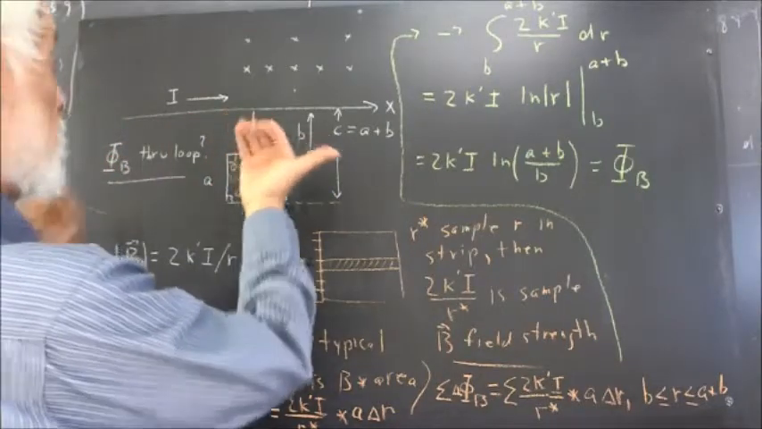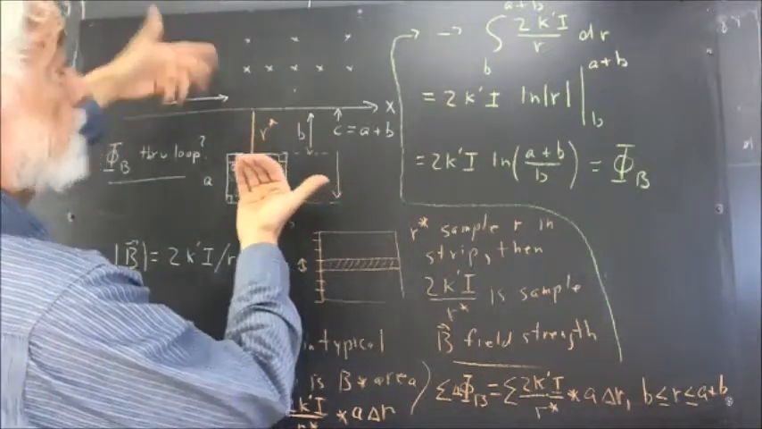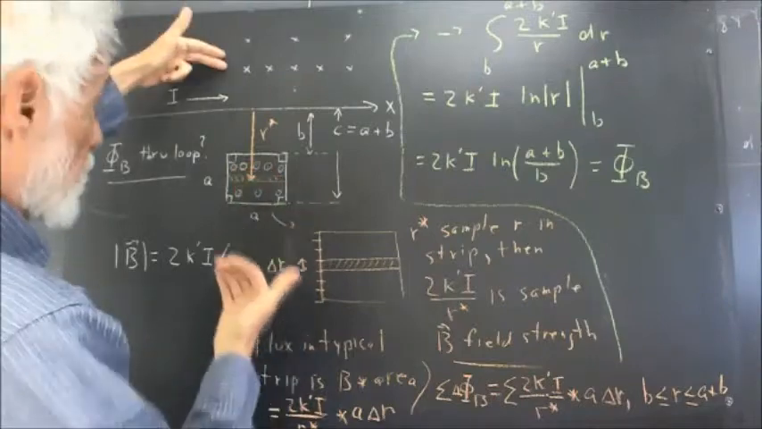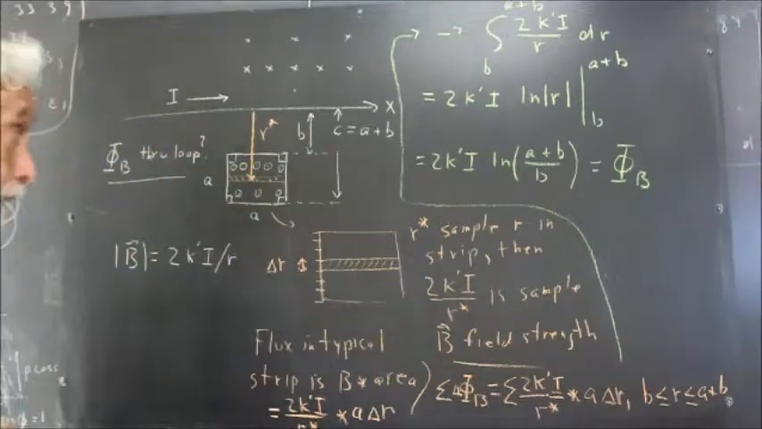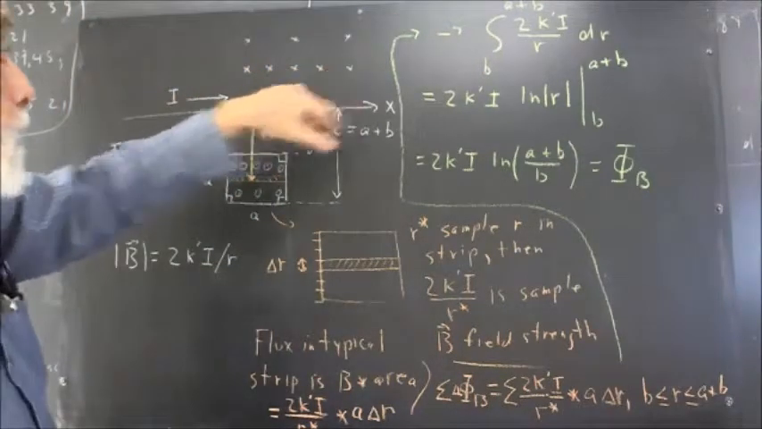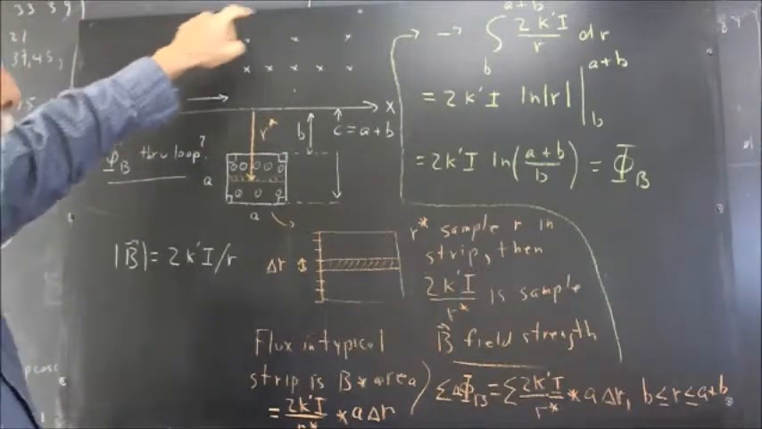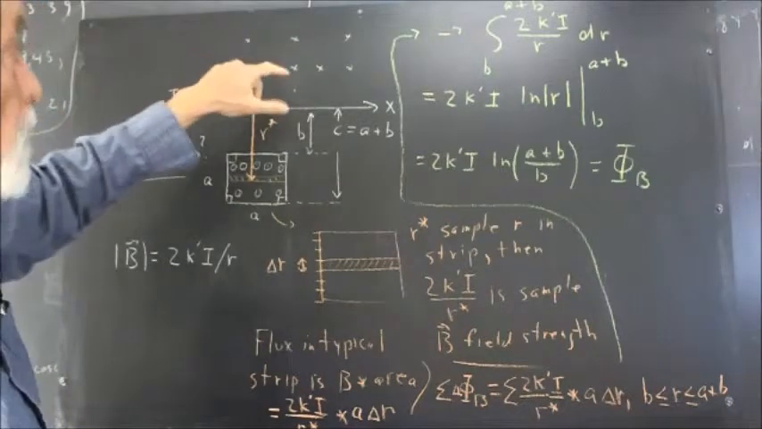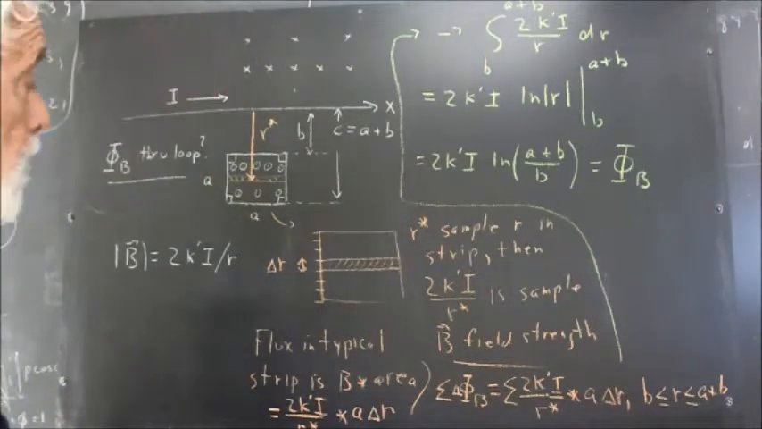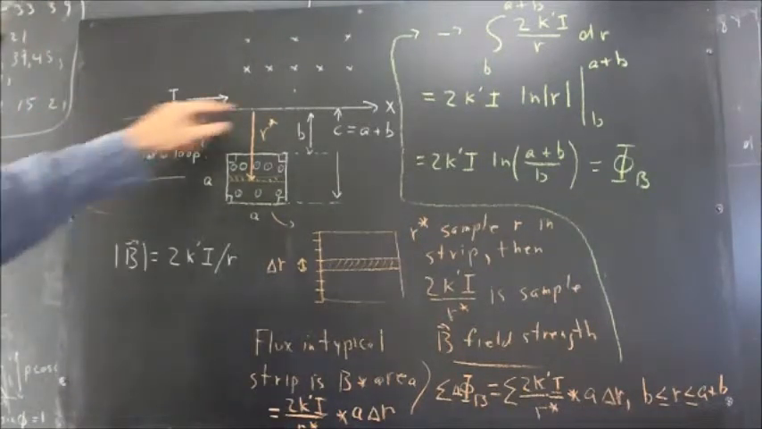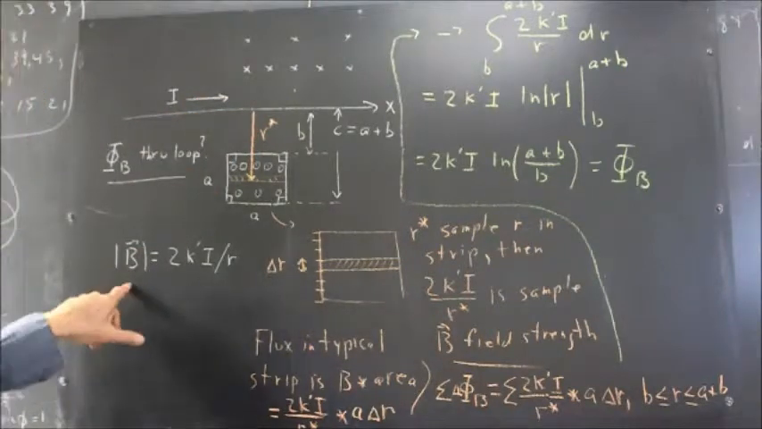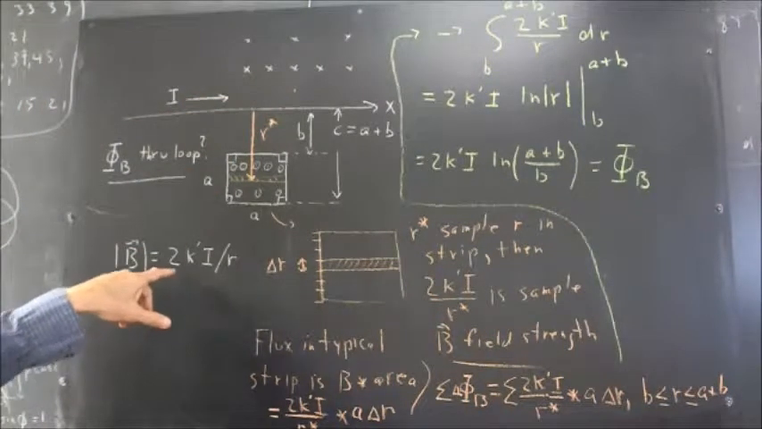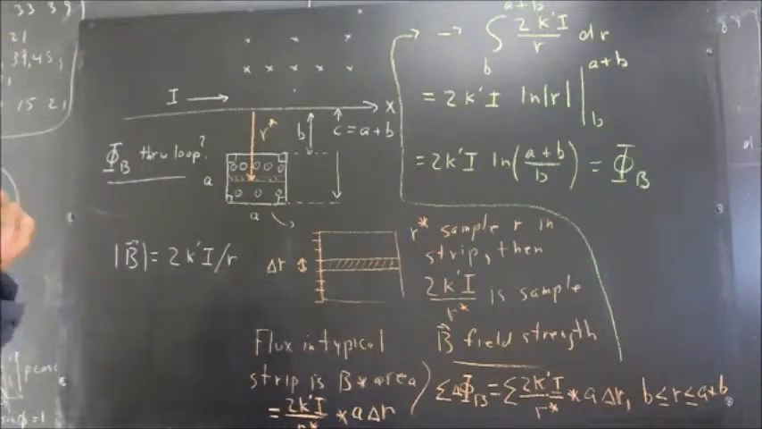Right-hand rule tells us that the field comes out of the board on this side, goes into the board on this side. So here are the X's indicating the field out of the board, and the more widely spaced X's indicating that the field is decreasing as you move away from the wire. And of course we know that the magnetic field of the wire has magnitude 2K prime I over R.